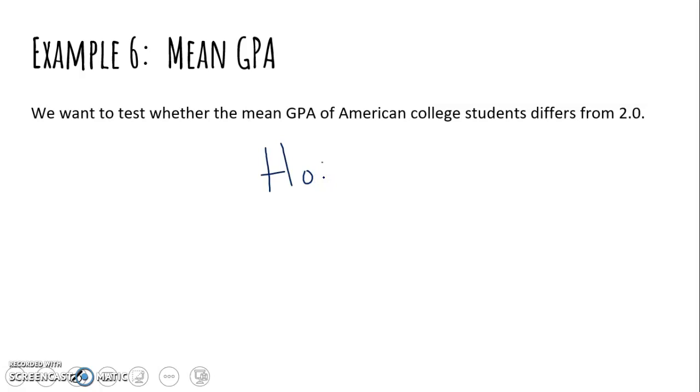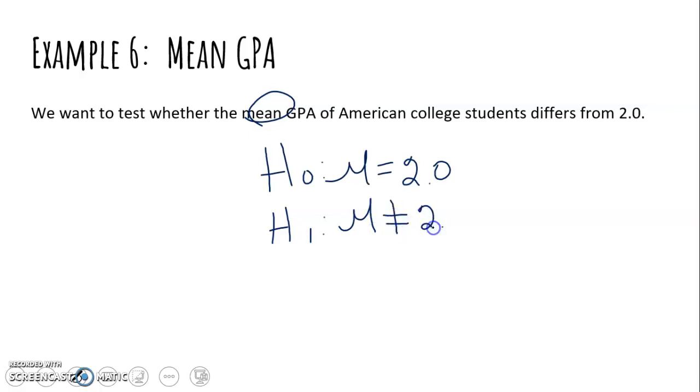For the null, we're talking about the mean, and we're assuming it equals 2.0, because the alternate statement, the prosecution believes, is that it differs. Differs, so use the not equal to symbol. Differs from 2.0.